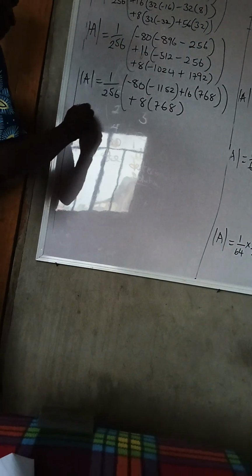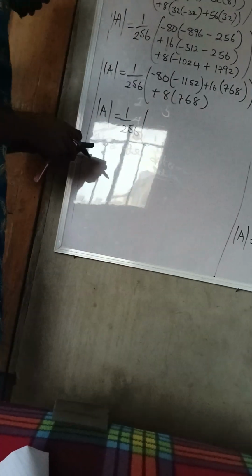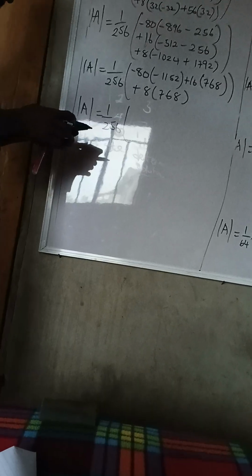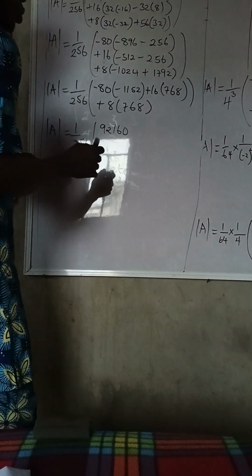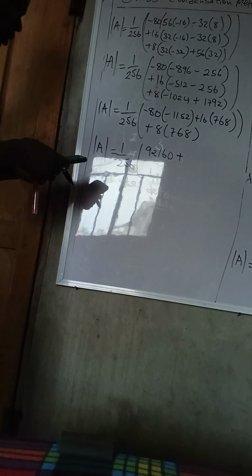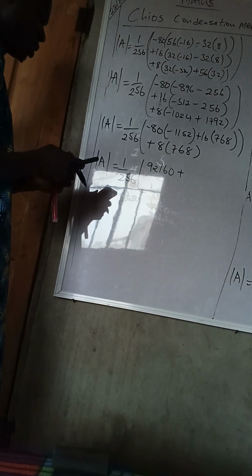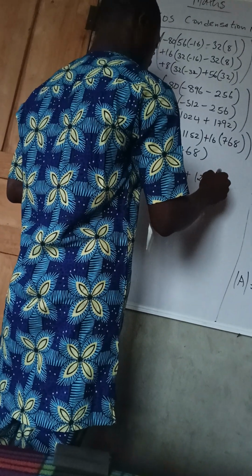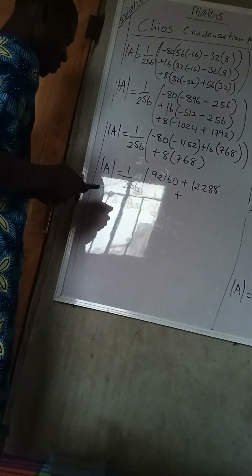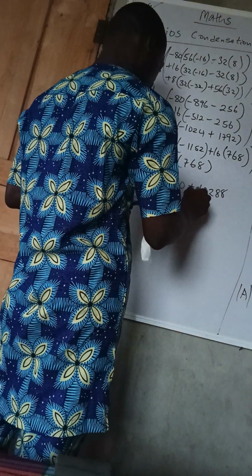We have the determinant of A being the same thing as 1 over 256 into, minus times minus is plus, then 80 times 1152 is 92,160, plus 16 times 768, you have 12,288, plus 8 times 768, that's 6144.